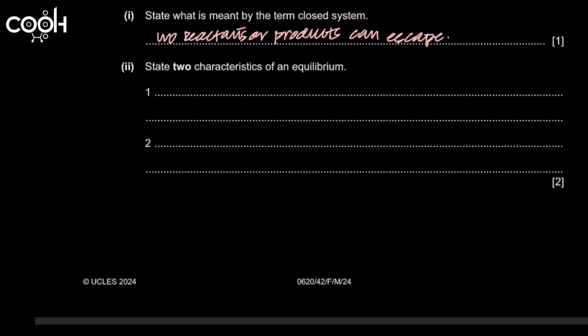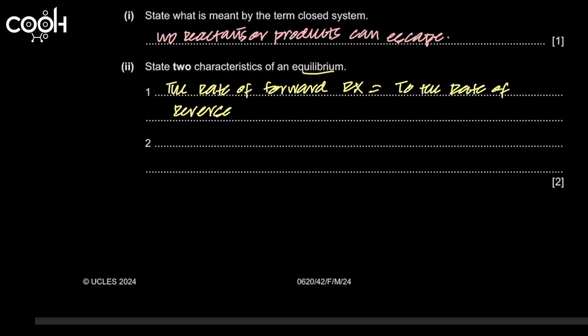State 2 characteristics of equilibrium. Well, the first characteristic, because it's equilibrium, literally means that the rate of forward reaction must be equal to the rate of reverse reaction, right? That's why we call it equilibrium. And the full form of equilibrium is dynamic equilibrium, right?